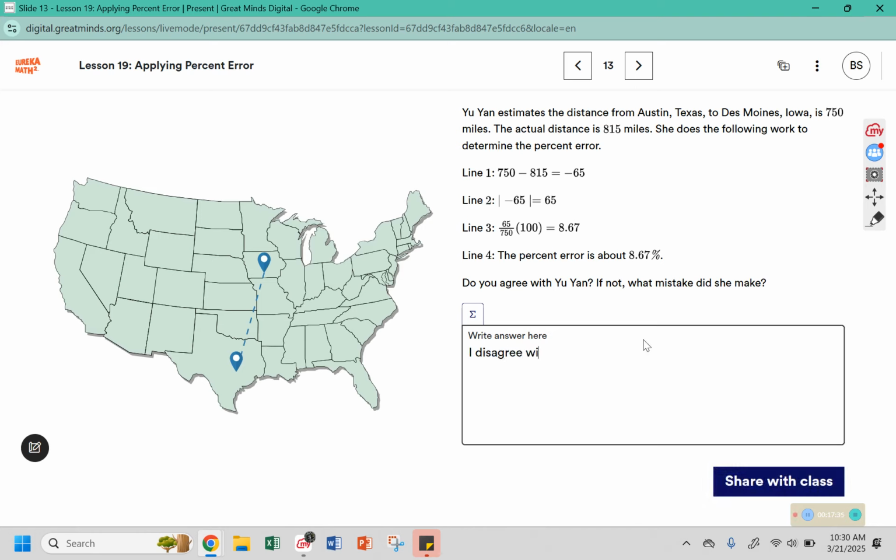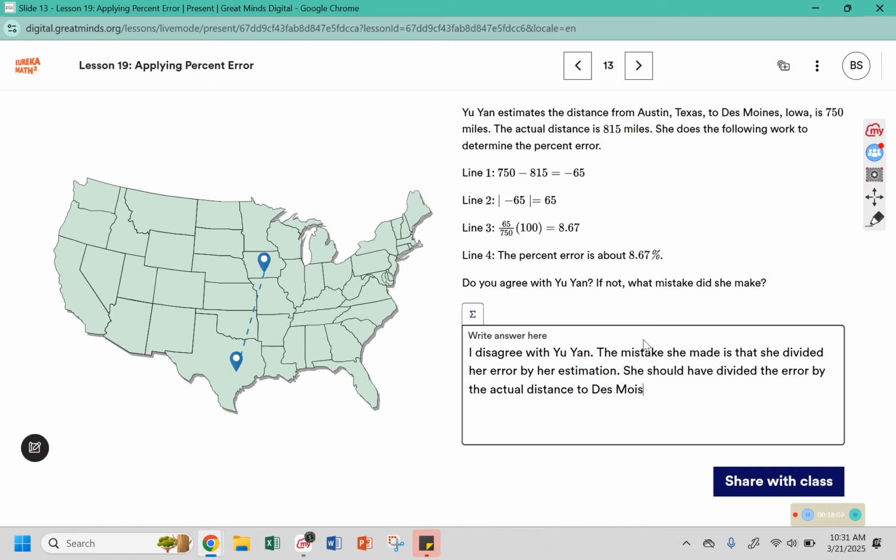I disagree with Yuyan. The mistake she made is that she divided her error by her estimation. She should have divided the error by the actual distance to Des Moines. She should have divided by 815 instead of 750 here.